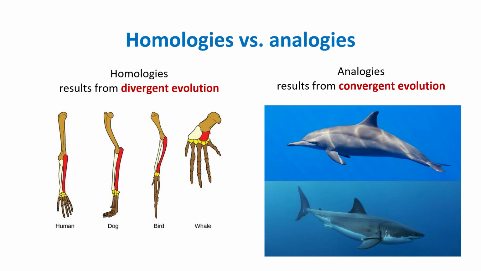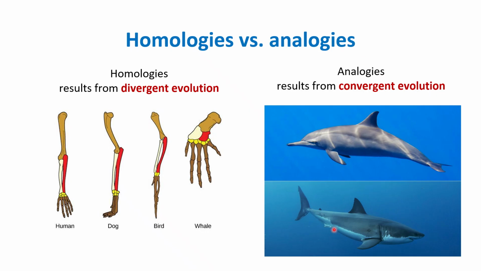And since we mentioned homologous structures, let's talk about homologies versus analogies. Homologies, or homologous structures, are similar structures resulting from divergent evolution. Analogies, or analogous structures, on the other hand, are structures that look very similar, yet they don't come from a common ancestry source.